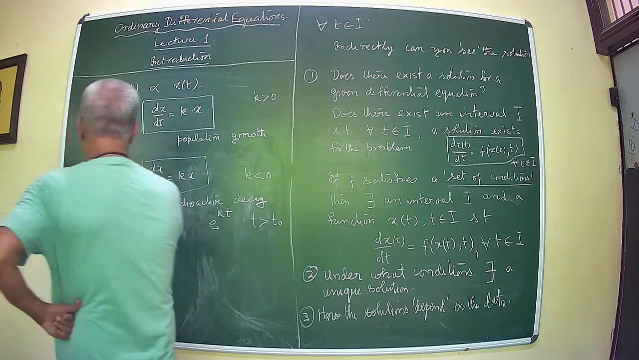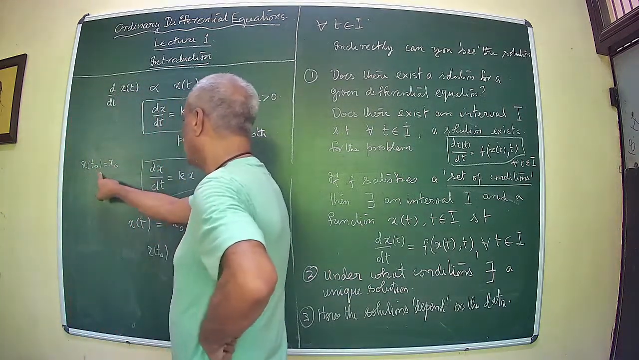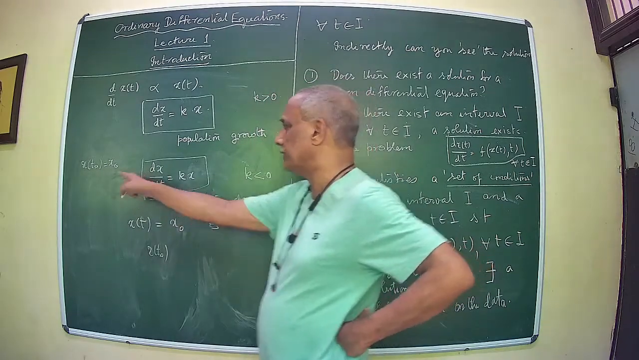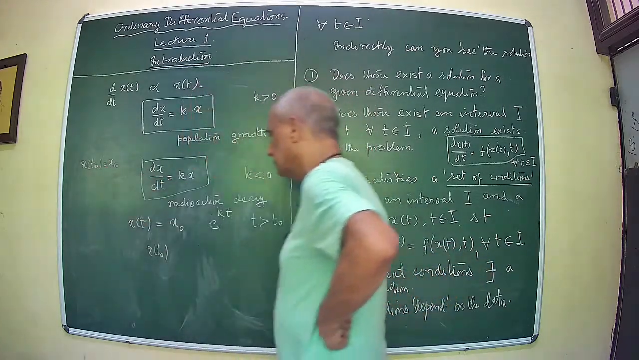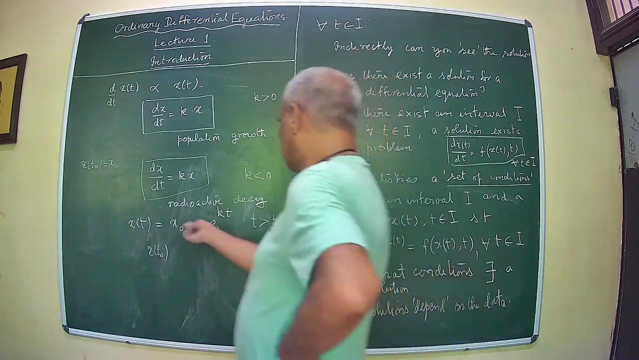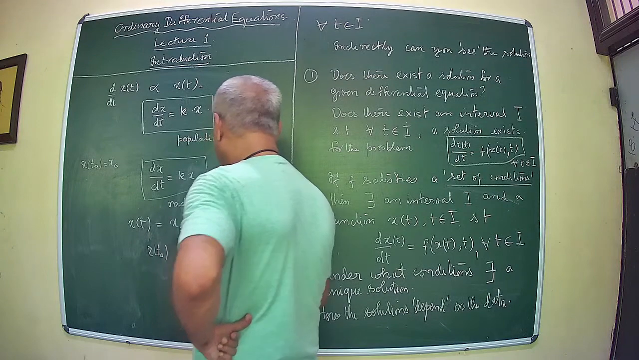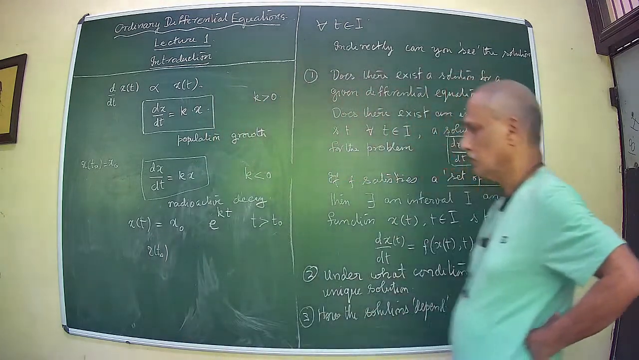This is the population at time t equal to t naught, and this corresponds to the population of the radioactive material at time t equal to t naught. So this is the solution of the problem, and that's a simple differential equation to solve. Okay, what happens?